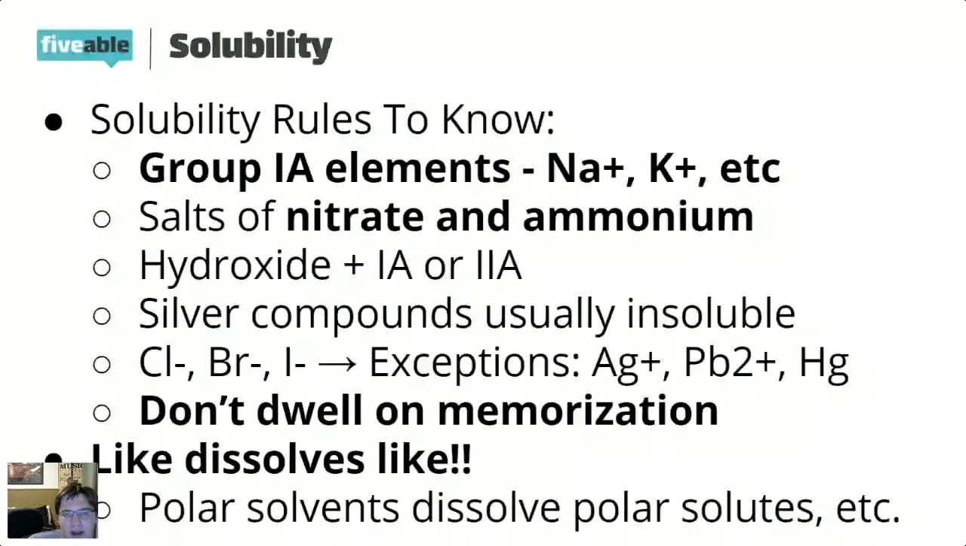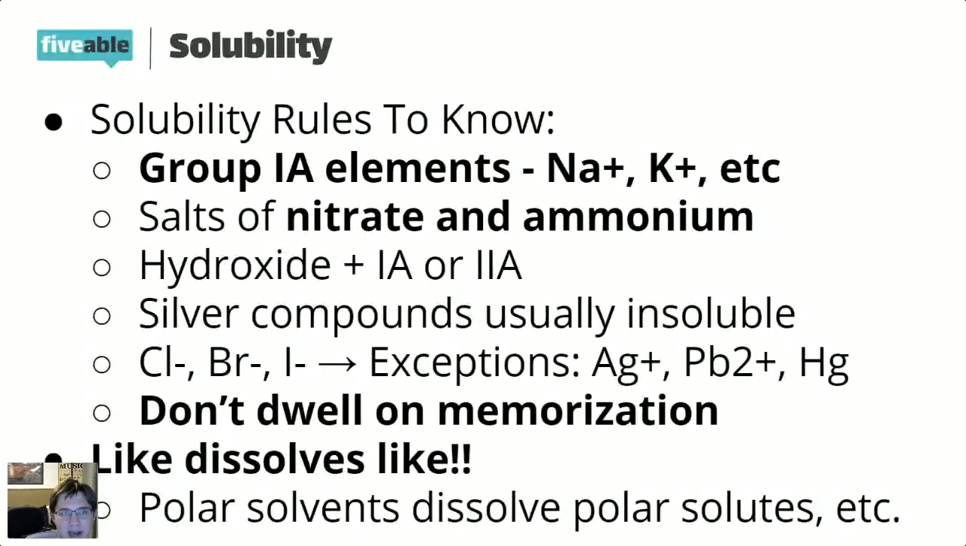Group 1A elements, nitrate and ammonium, are soluble. Those are the ones you really need to memorize. However, don't dwell on memorization. It becomes pretty clear what's soluble and what's not through usage, right? You can memorize your solubility rules if you really wanted to, but typically you learn what is and what isn't by just doing it. You learn that silver chloride is highly insoluble. You learn that silver nitrate is highly soluble. That ammonium chloride is soluble, stuff like that.